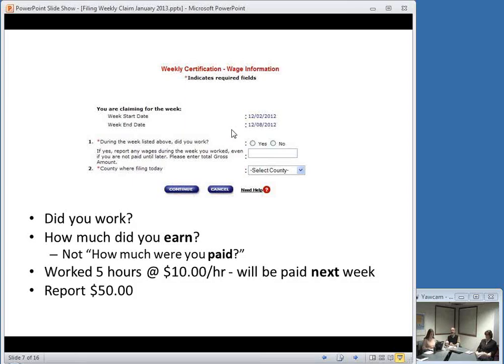But the first question here, during the week listed above, did you work? The claimants are required to report when they work, for whom they work, and how much they earned. One of the common misconceptions among claimants is they'll file their weekly claim and reason that, well, I wasn't paid anything yet, I don't get paid until next week, and so they won't enter any amounts in here. Oftentimes that comes to our notice later, and then they end up being overpaid because they are required to report what they've earned. So we encourage claimants to keep track of the hours that they work and how much they were paid per hour, and then they can enter that gross amount correctly here.